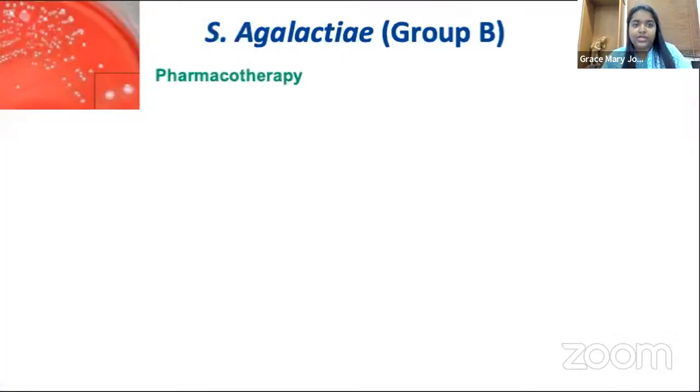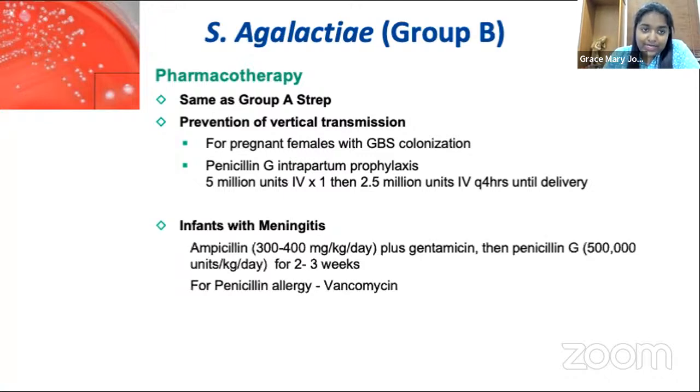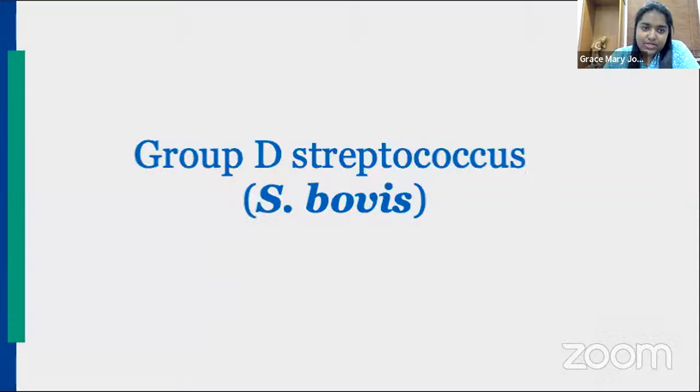Now, how do we treat it? Again, same as group A. So for both beta hemolytic groups, the pharmacotherapy is almost similar. It is usually penicillin. The only thing you need to know here is that whenever a female is getting pregnant, you look for this group B colonization, because if there is colonization, you need to prevent this vertical transmission and prevent this organism from causing injury to the child. And if the child is affected with meningitis, ampicillin plus gentamicin is your drug of choice.